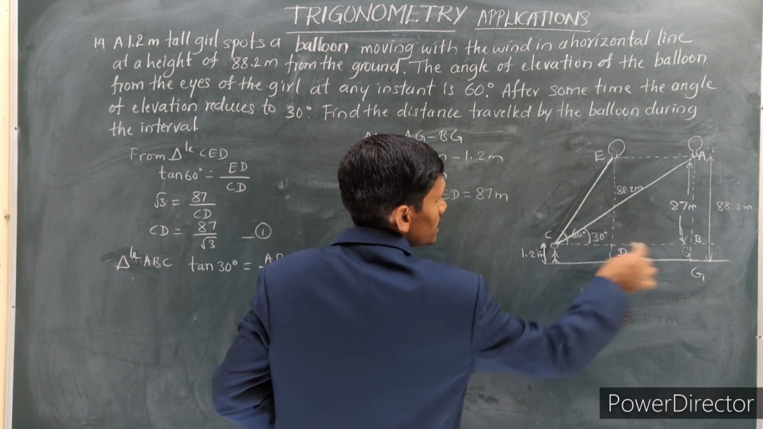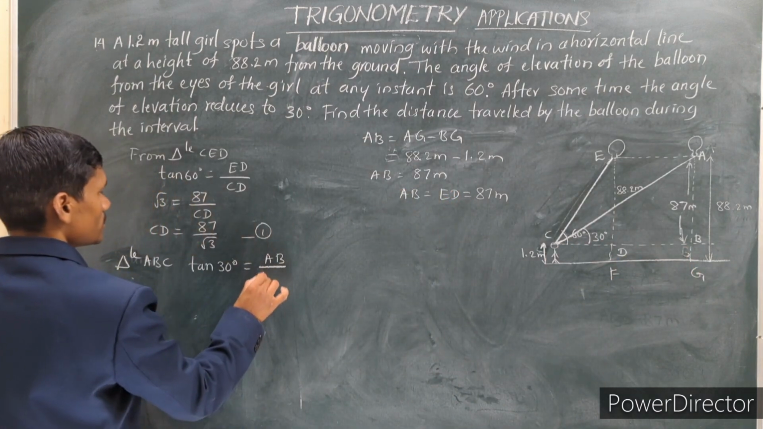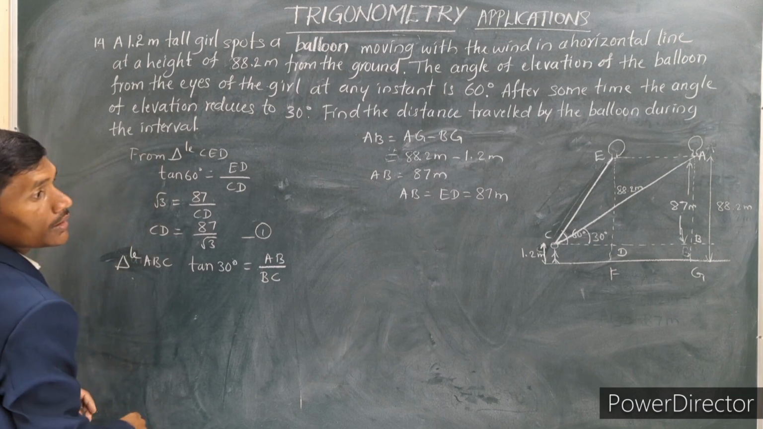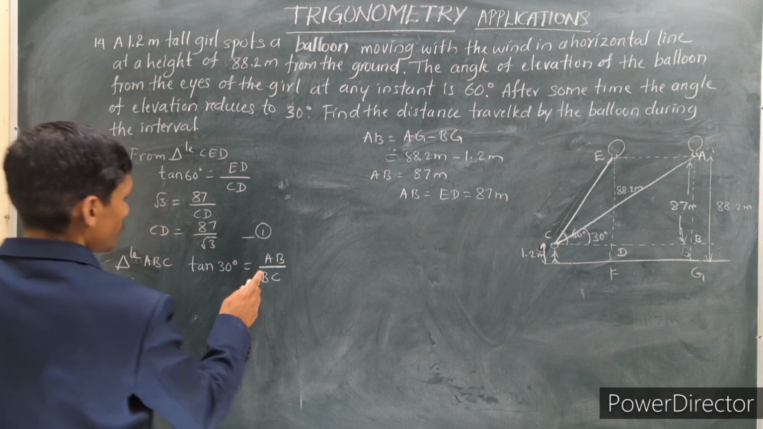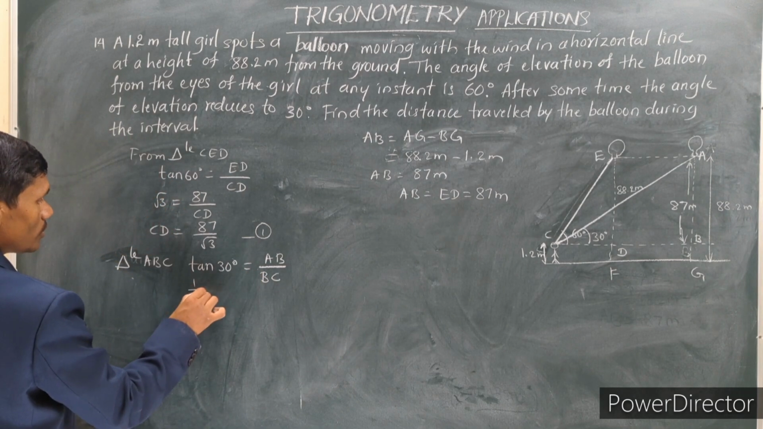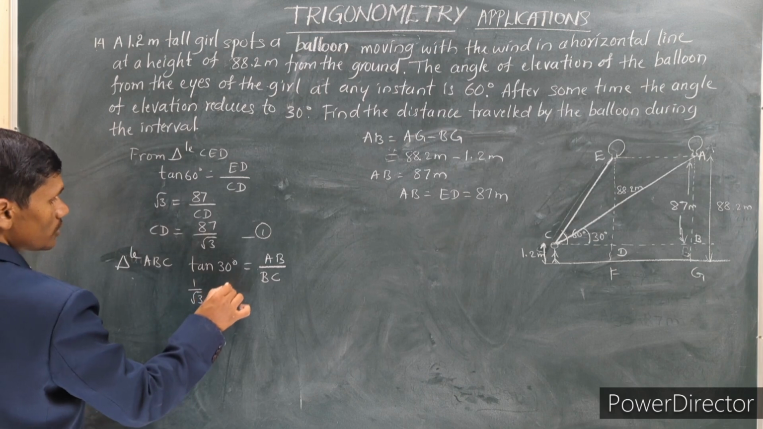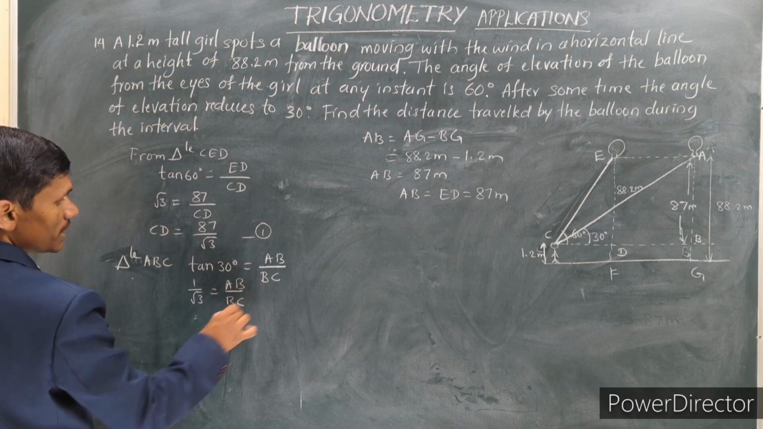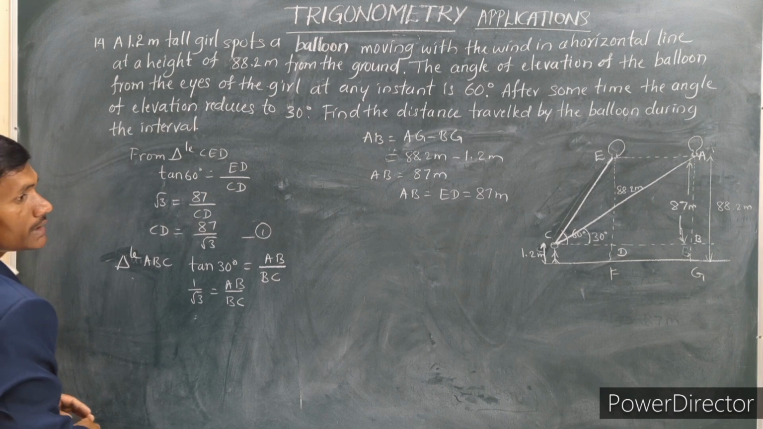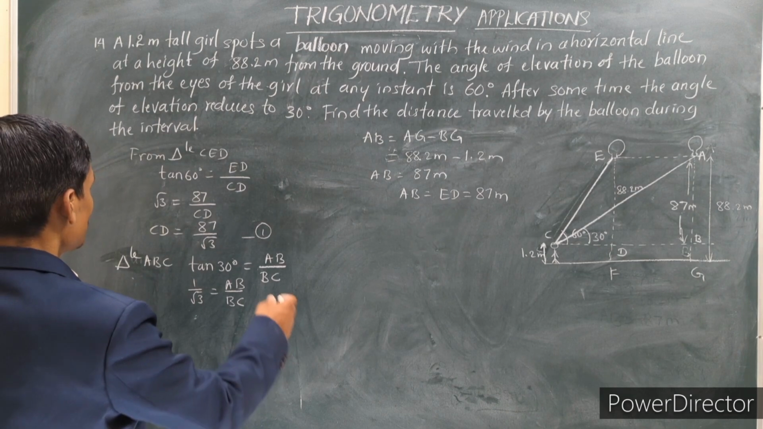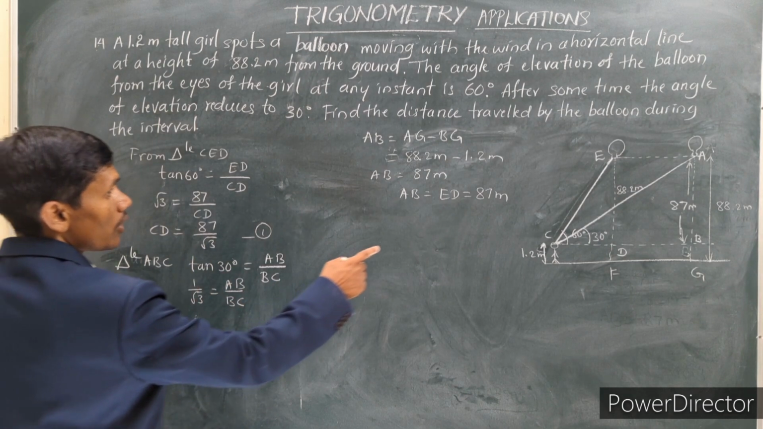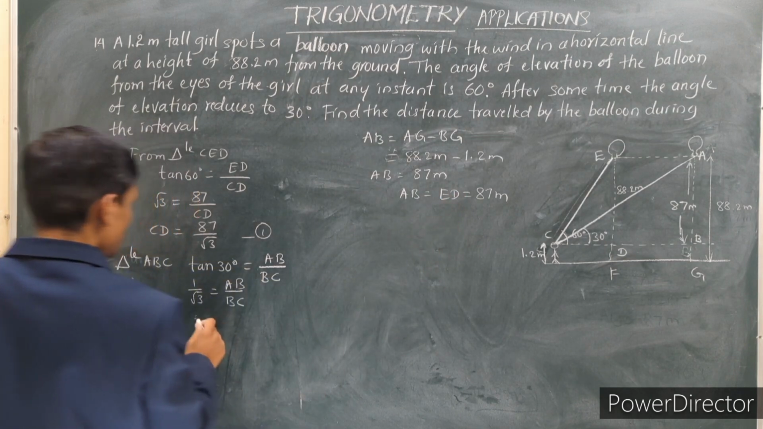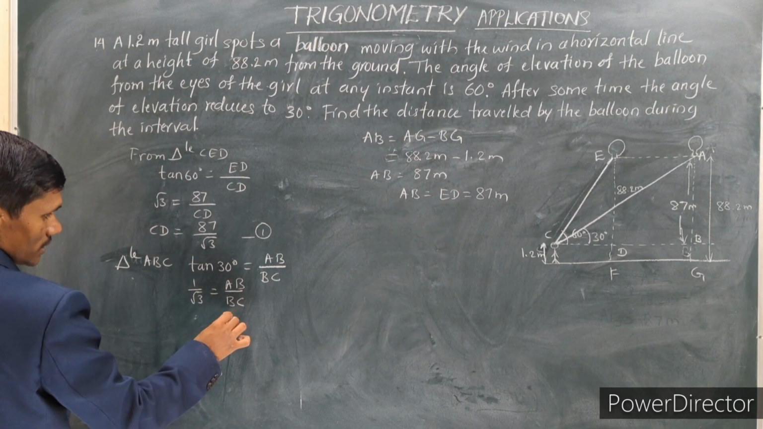So this point is C, this is B, BC. Now you see BC. Now if you take here, tan 30 is what? 1 by root 3 is equal to AB upon BC. BC we have not got any value here, but AB we have got. AB is what? 87 meter, right? 87 meter.